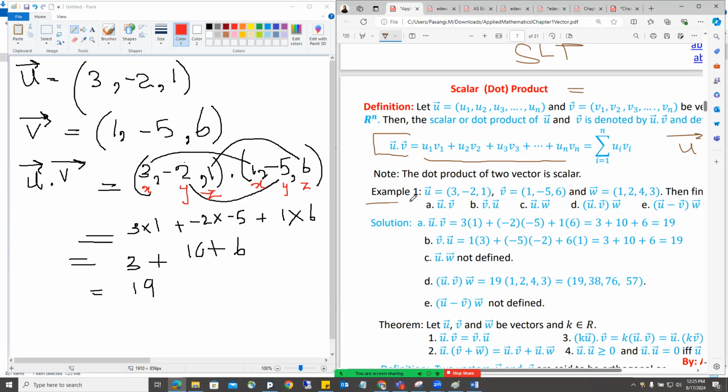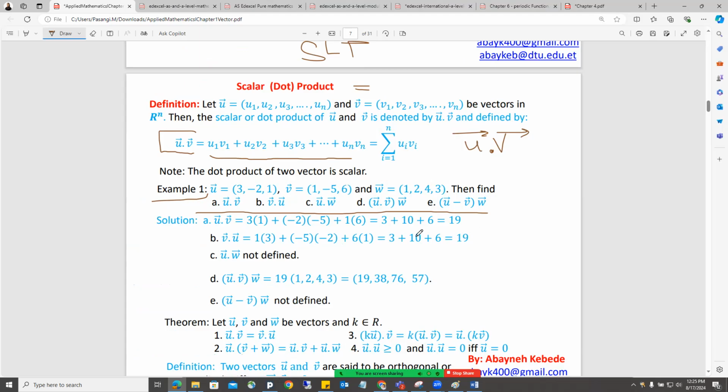So can you complete this example one? Don't look at the answers. Try to find out A, B, C, D, and E. Those ones. And then we'll move with the angle.